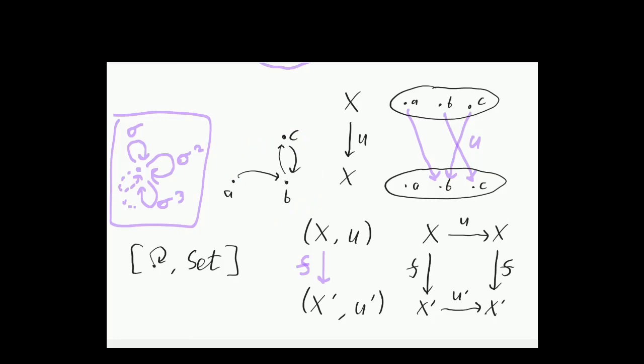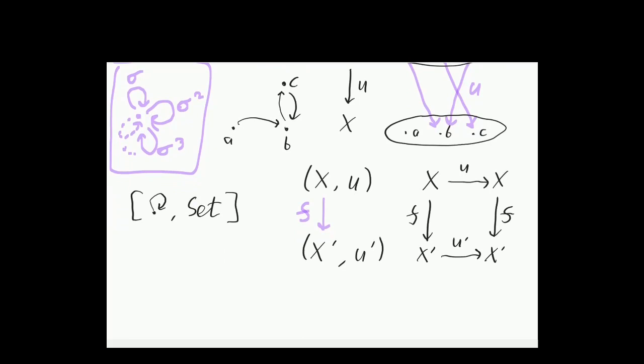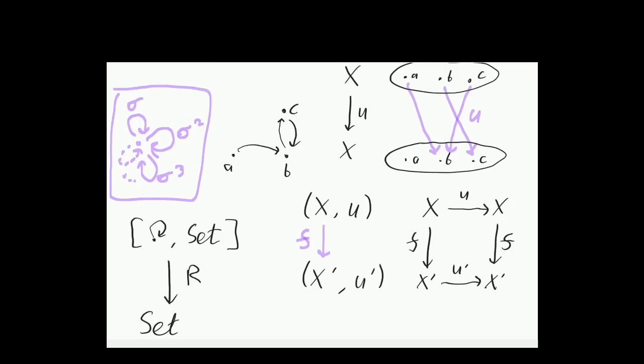Now, there's a particular pretty simple functor that we're going to focus on, and it's the functor that goes from this category of dynamical systems to the category Set, and we're going to call it R. And basically this is the forgetful functor. Okay, so it's a very simple idea. Basically the idea is just that we can take a dynamical system, and this functor R is going to send it to its set of states.